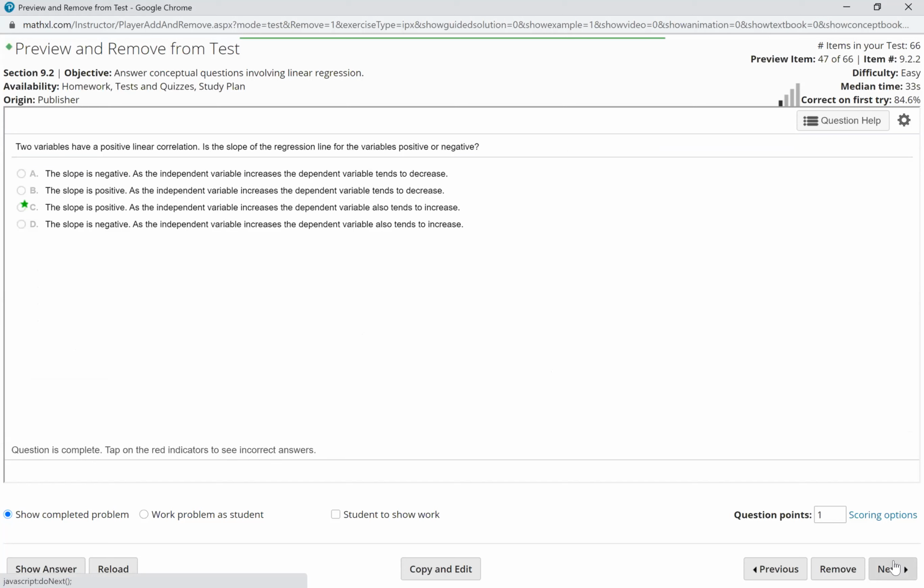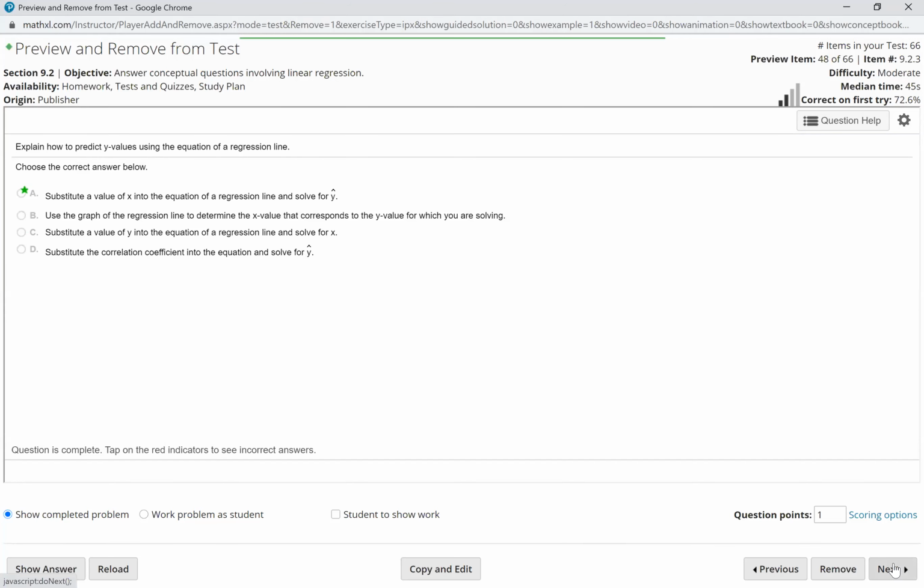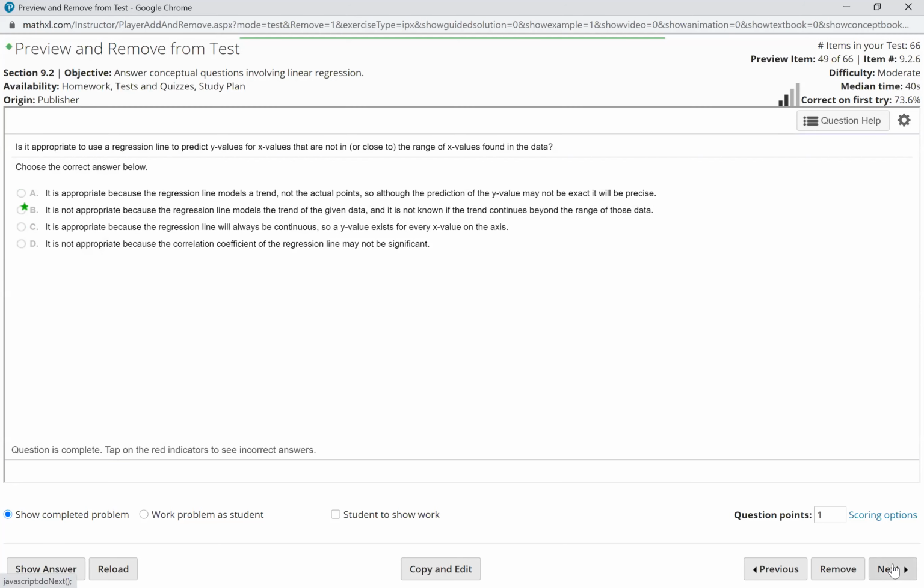Next. Two variables have positive linear correlation. What can you say about the slope? The slope must be positive. That's what I just talked about. I'm going to move on. How to predict the Y value given the X value? You just plug in the X value into the equation.